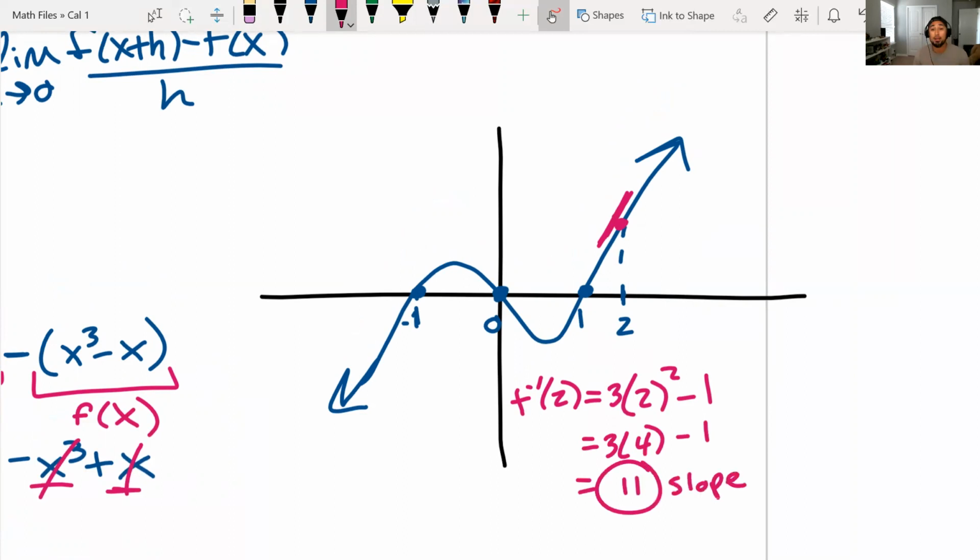This means that exactly when x equals 2, this slope is 11. So right at that x value, your y values are increasing at a rate of 11. Your slope is increasing at a rate of 11. All right, so that's all it does.